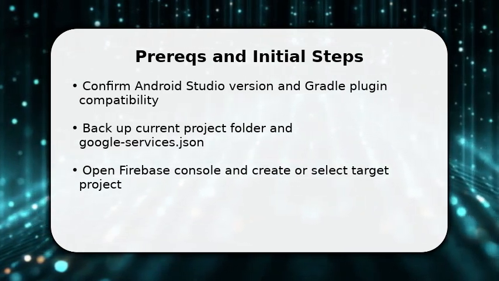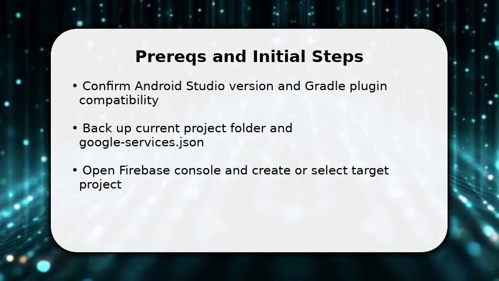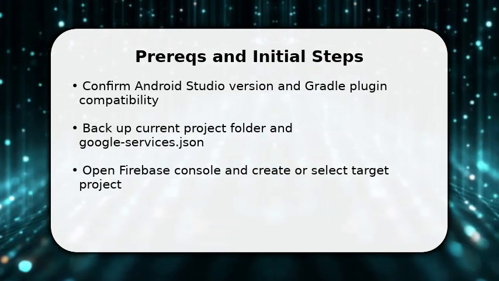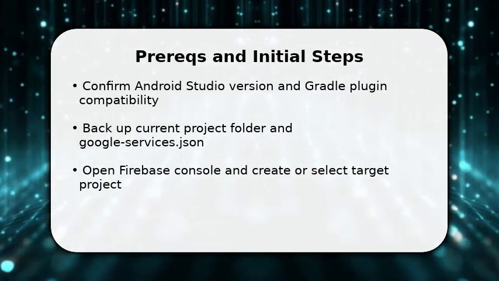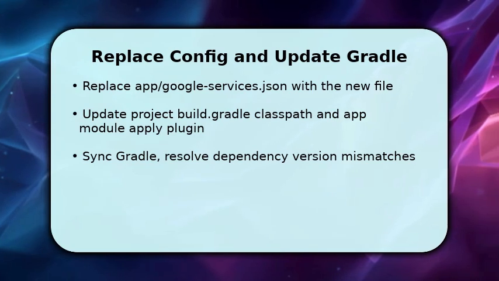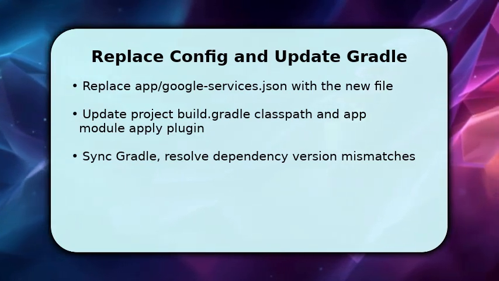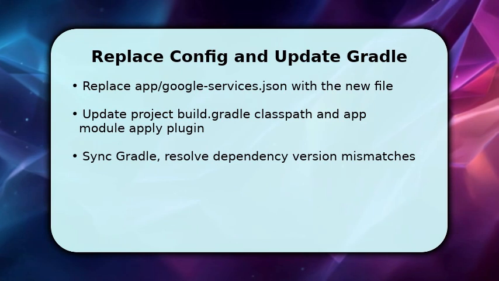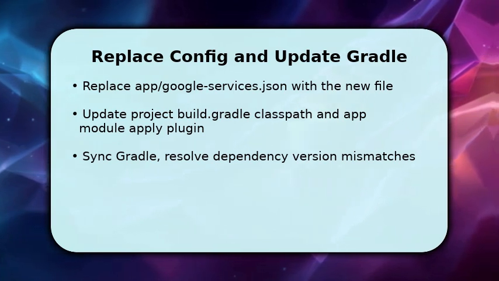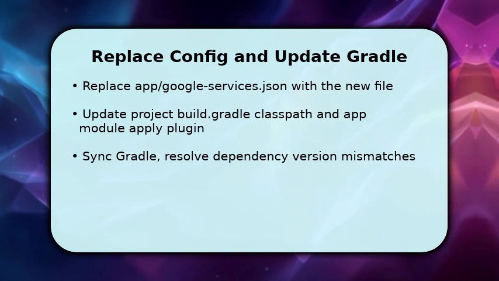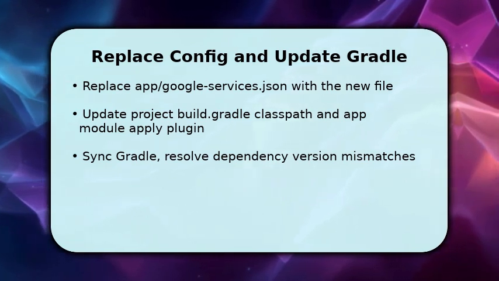Do not run the app yet. Now replace the app-level google-services.json with the one you downloaded. Then open Project build.gradle and confirm the Firebase classpath and Google Services plugin lines. Next, ensure the app module applies the plugin and lists required Firebase BOM or individual dependencies.